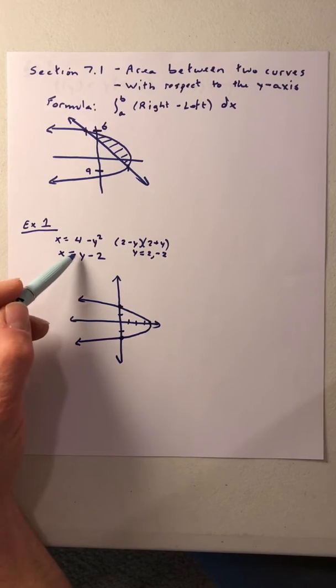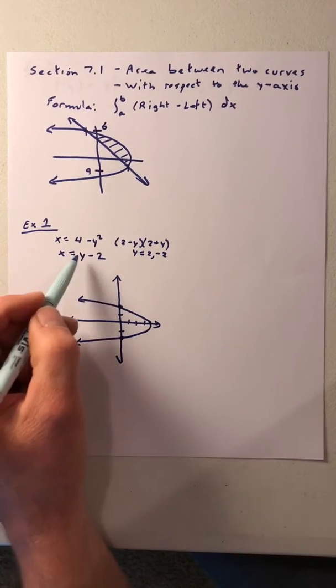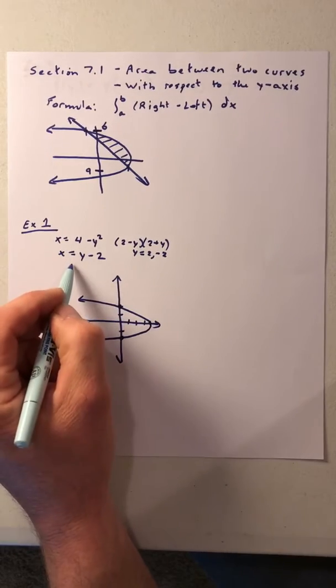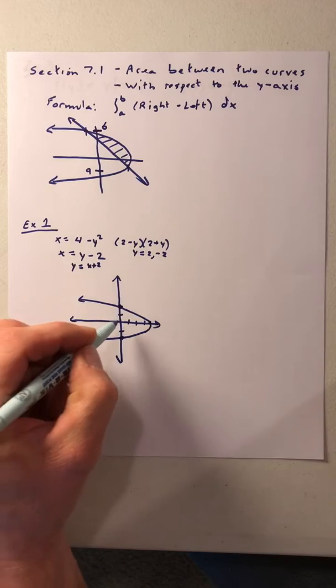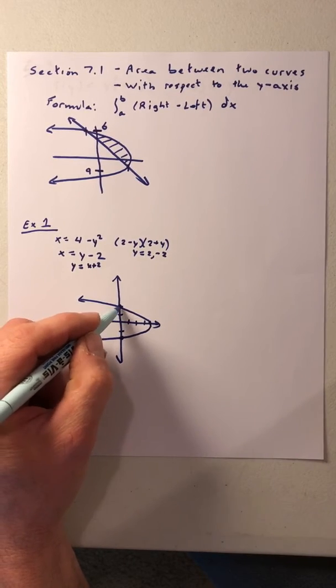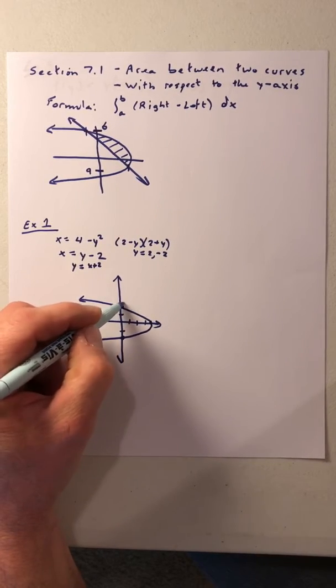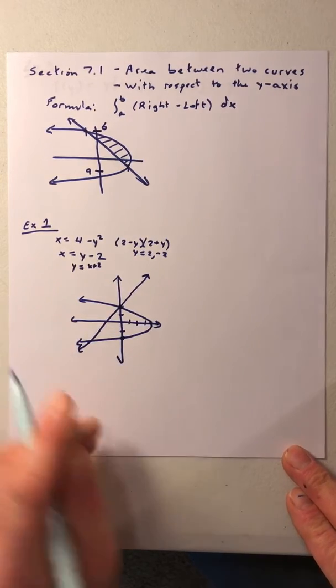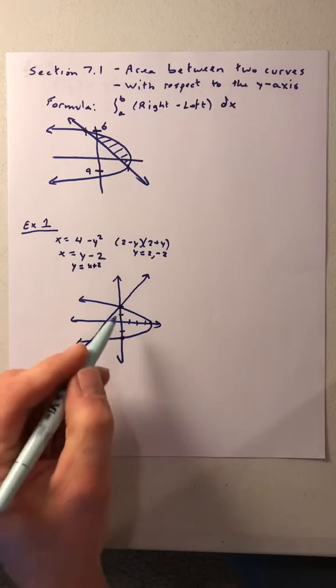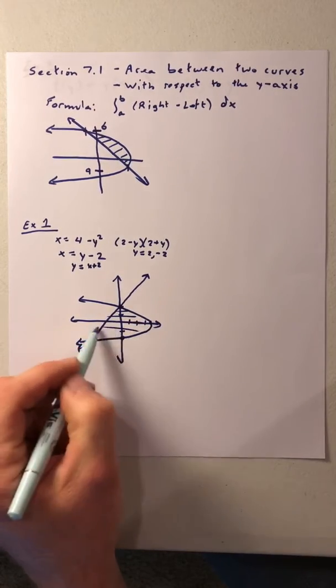Now if I look at x equals y minus 2, that one would be pretty easy to go ahead and solve for y. y equals x plus 2. And if I graph that, then I've got my 2 there. I have a slope of positive 1. And it's going to look something like that. So my area is in here.